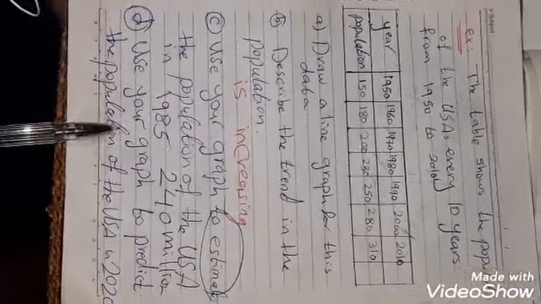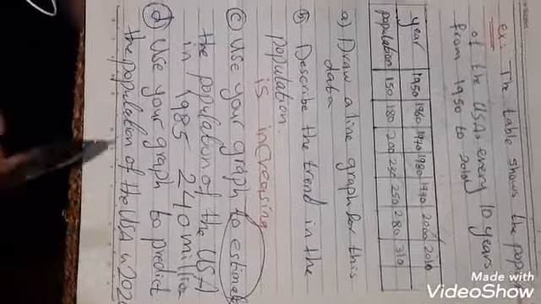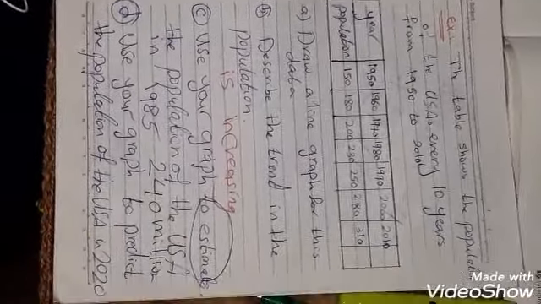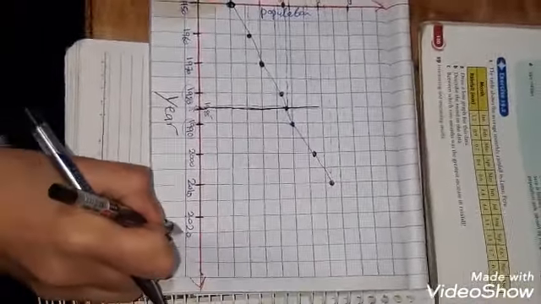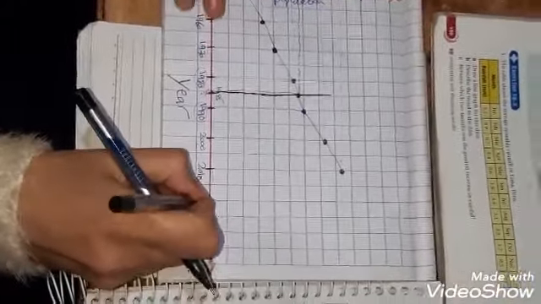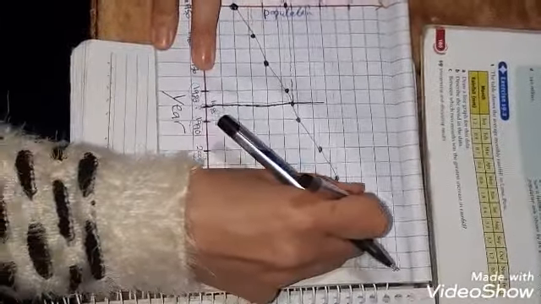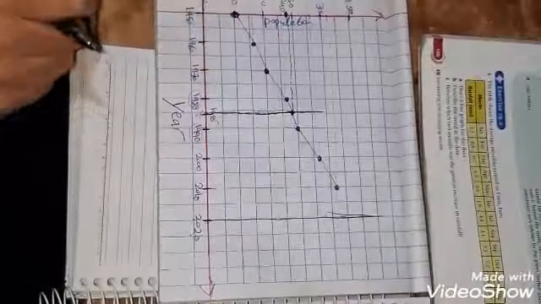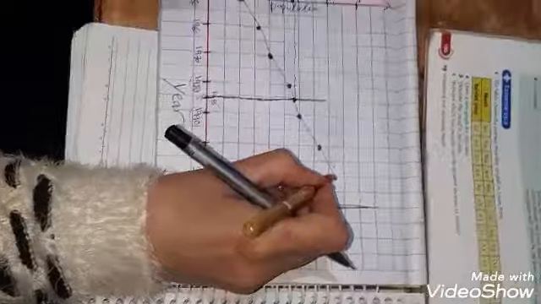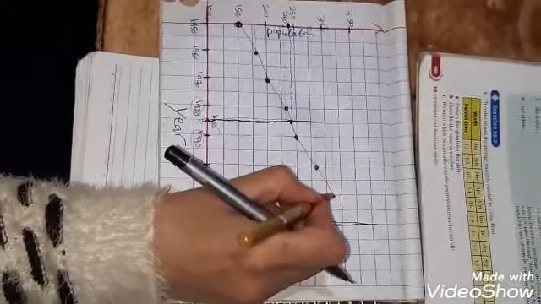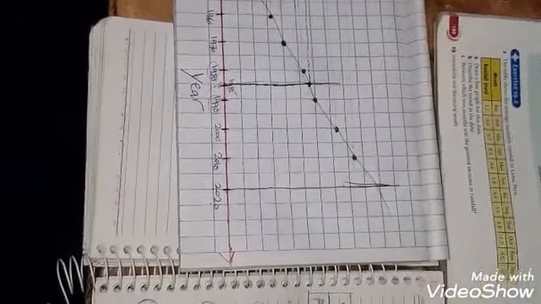Now D, use your graph to predict the population of the USA in 2020. Back to the diagram. This is 2020. The same way, you can draw a vertical line. I need an intersection point. How can I create an intersection point? You can extend this line, because we are predicting.